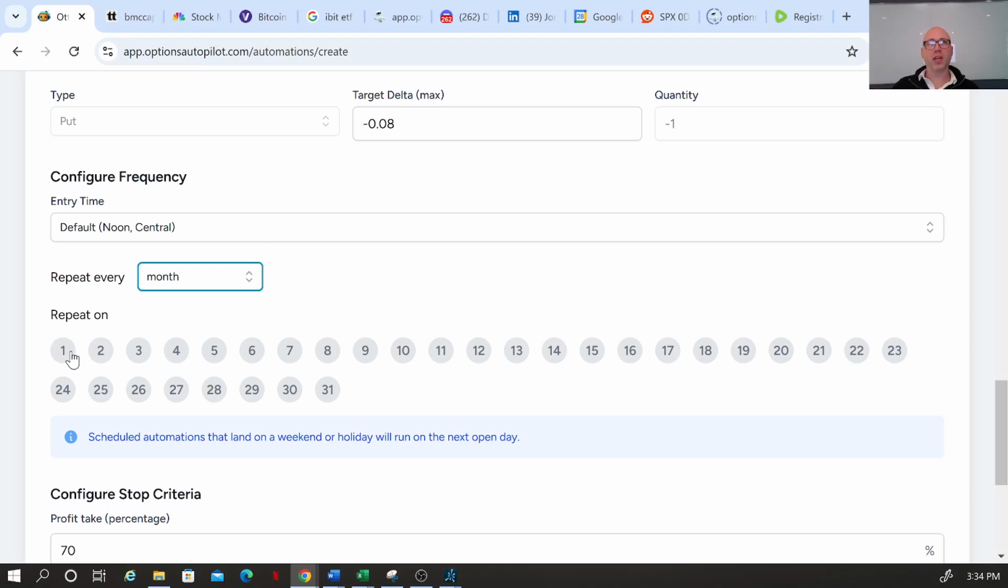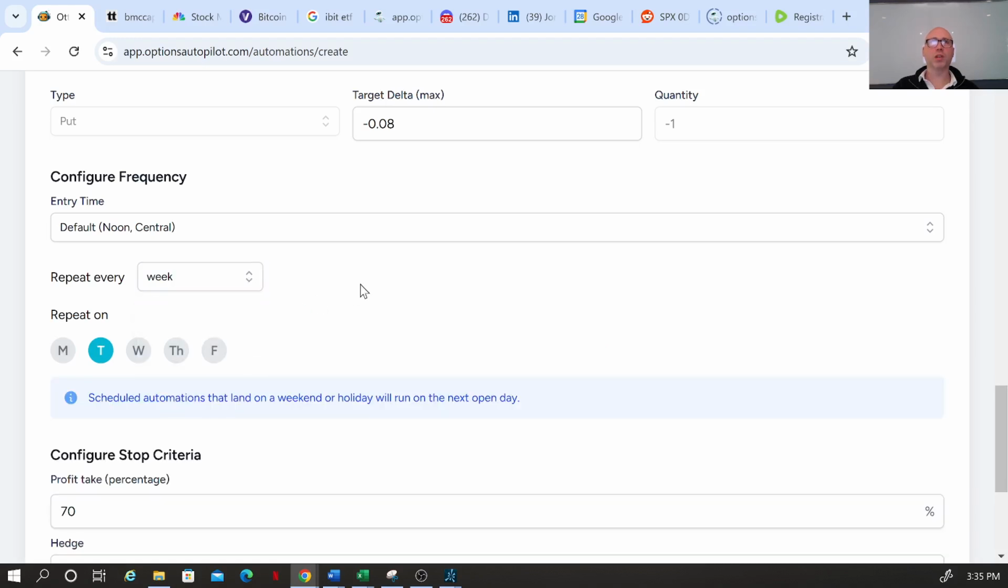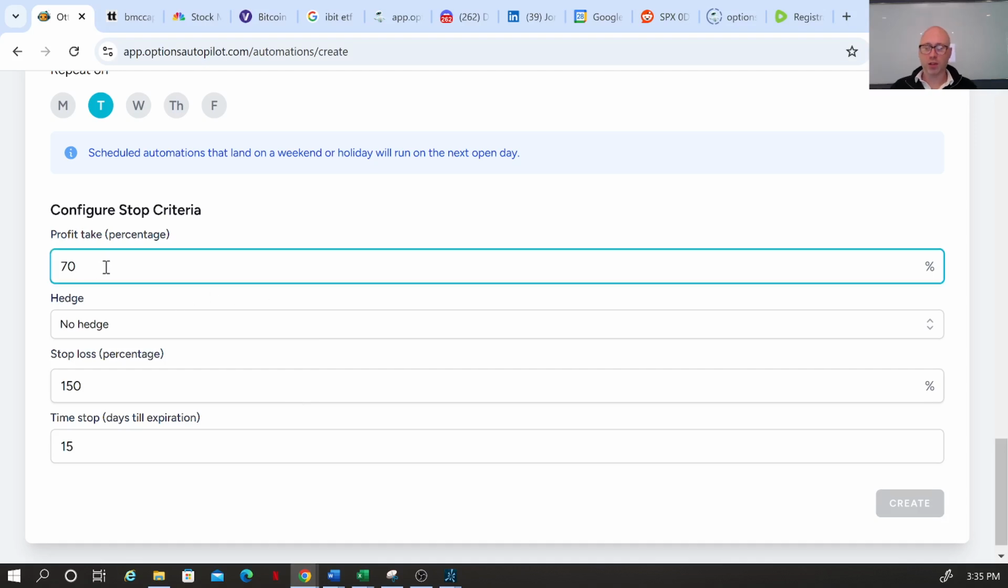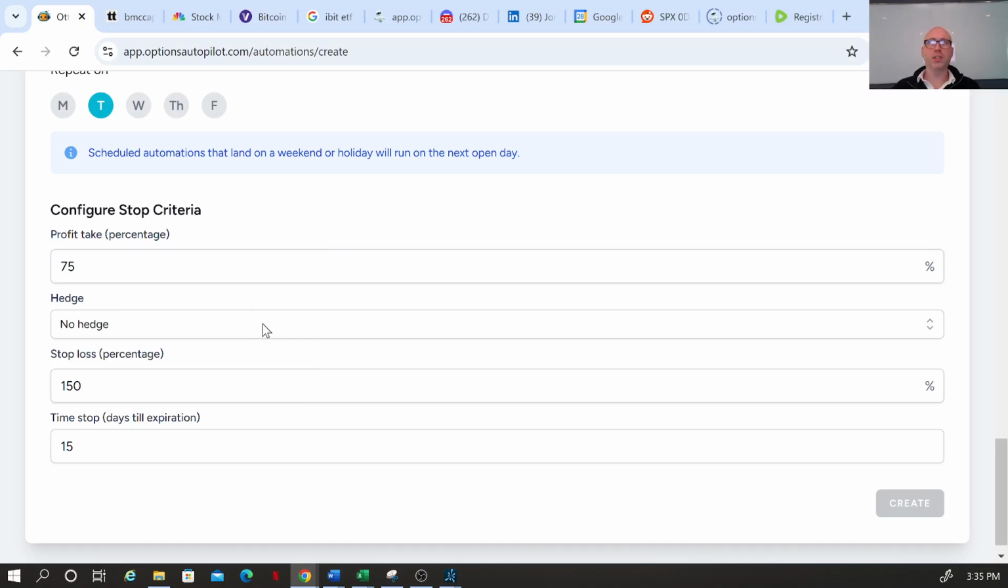So what I would say for beginners, you could just do twice a month, first of the month and 15th. However you want to stagger this, you can. But otherwise, if you're choosing weekly, you could just do one day a week or multiple days a week, depending on how you want to do it. Here's where you set your profit target. I think we did 75, and you can change it. You can keep it the same.